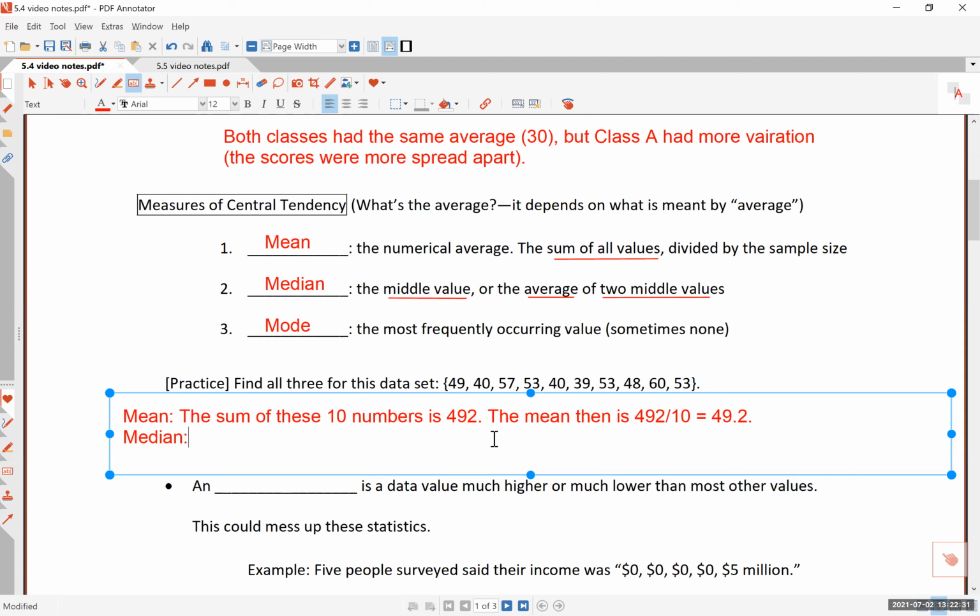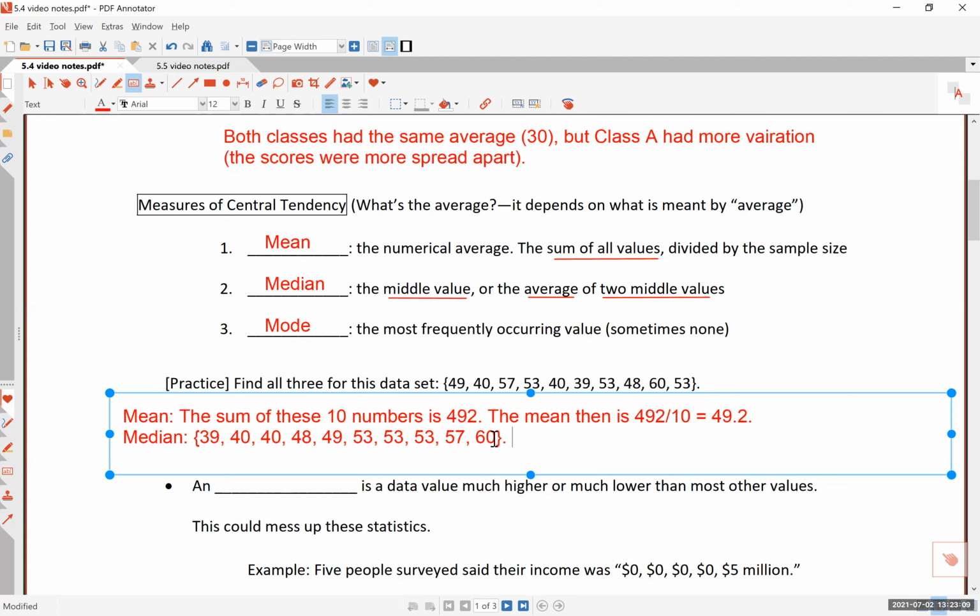Okay. Median. Now, to find the median, you notice here that the numbers are not ordered in ascending or descending order, right? So let's try to rearrange this. What's the smallest number you see here? 39. Okay. And then the next smallest number is 40, which occurs twice, right? And then what's the next smallest number after 40? Okay, you get 48. And then you see a 49. 53, how many 53s do you have? Looks like you have 53 three times, and then 57 and 60.